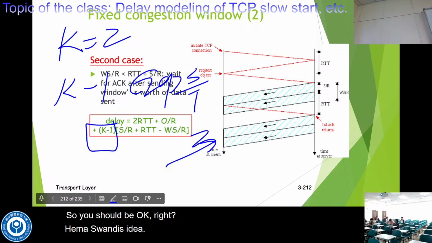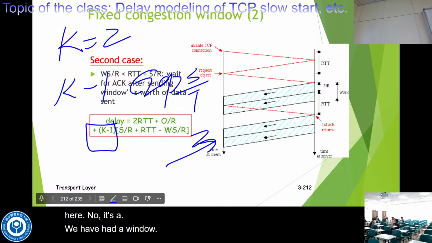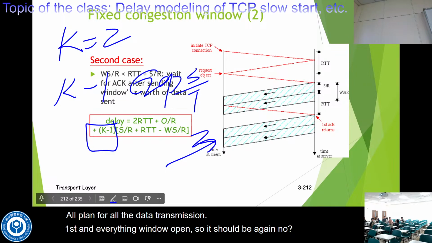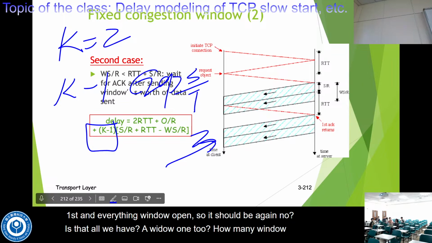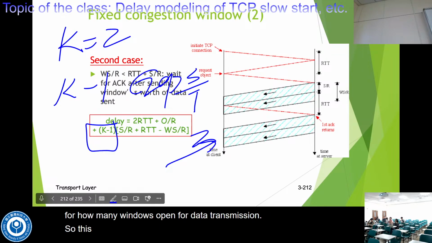So K stands for how many times the window is opened. I mean, the windows are opened: K windows. Open doesn't mean open the air, no. It's that we have the window open for the data transmission. Previously, maybe you thought window open means it should be the gap. No. It stands for we have window 1, 2. How many windows? K stands for how many windows are open for data transmission. So this is the first illustration.